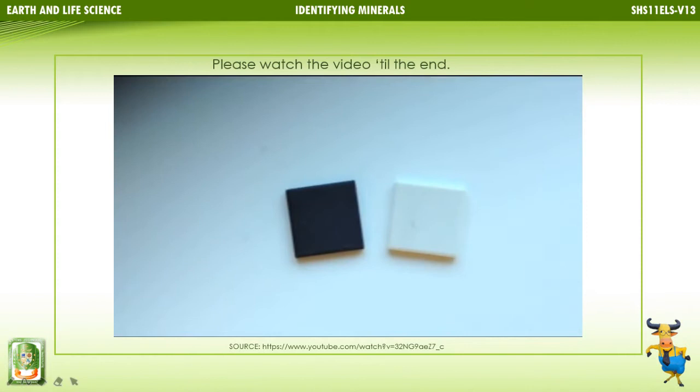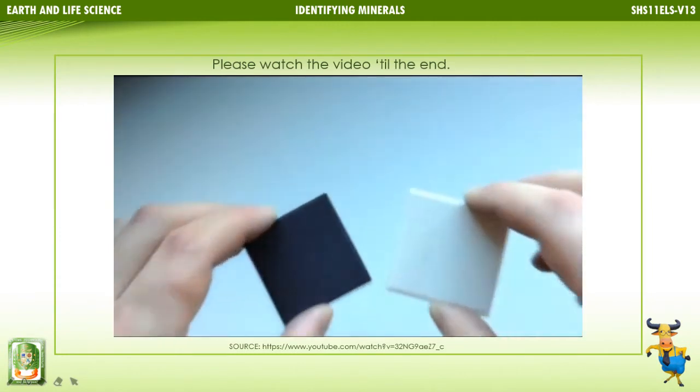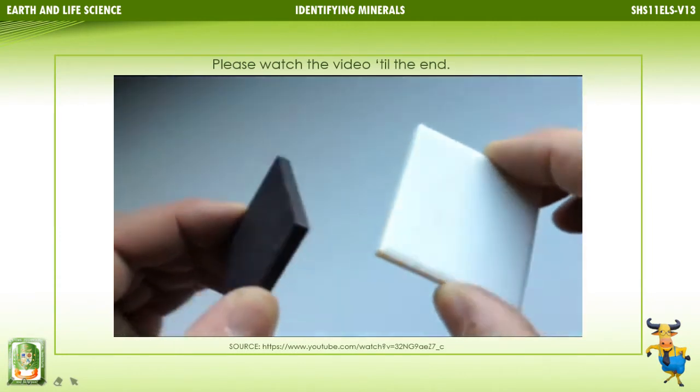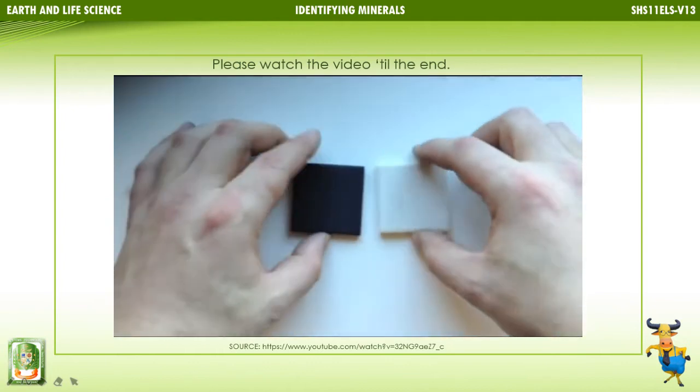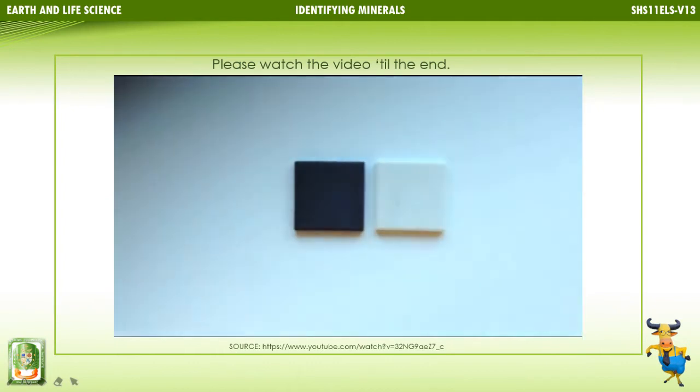Streak refers to the color of a mineral as a powder. In order to make a powdered sample of a mineral, we use streak plates. These are ceramic tiles. One is black and one is white. And what we do is we place them on the desk and we rub our mineral samples against them to create some powder and see what color that powder is.